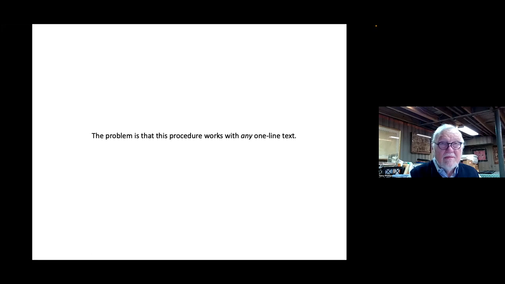Well, that's beautiful, but the problem is that bringing the Möbius strip in is completely arbitrary. This procedure works with any one-line text.